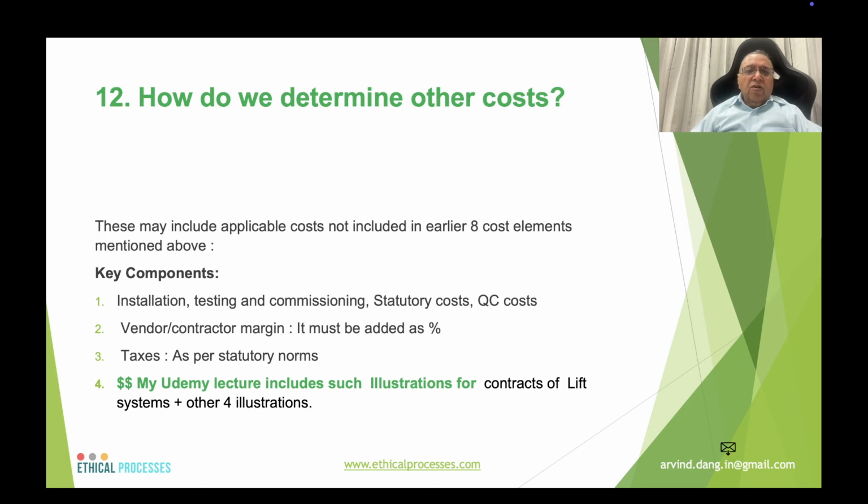How do we determine other costs? Other costs include costs towards installation, testing and commissioning, statutory cost and quality control cost. Of course, these also include a second component called vendor or contractor margin as percentage and taxes percentage as per the statutory norms. My Udemy lectures include such illustrations for a lift system and other 4 illustrations. In the lift system, the examples of statutory costs are also indicated.